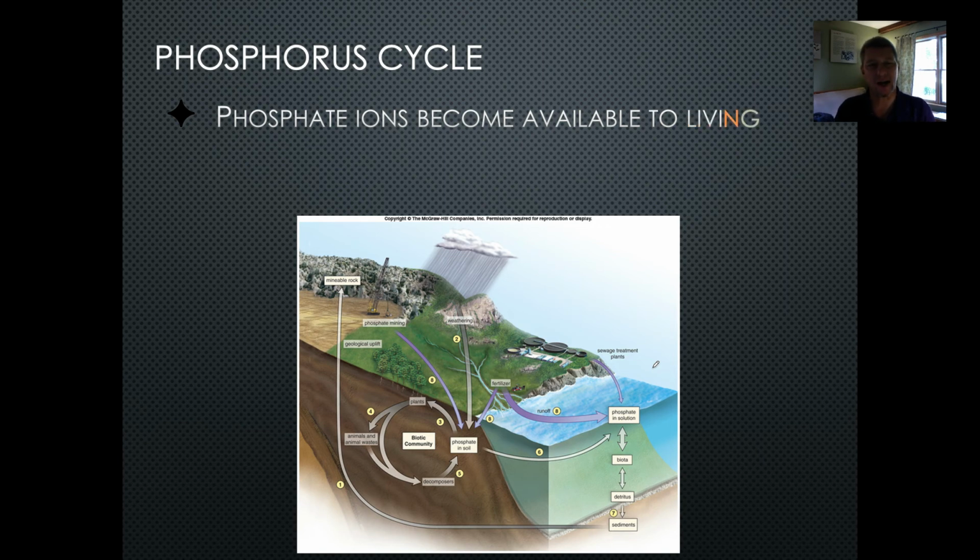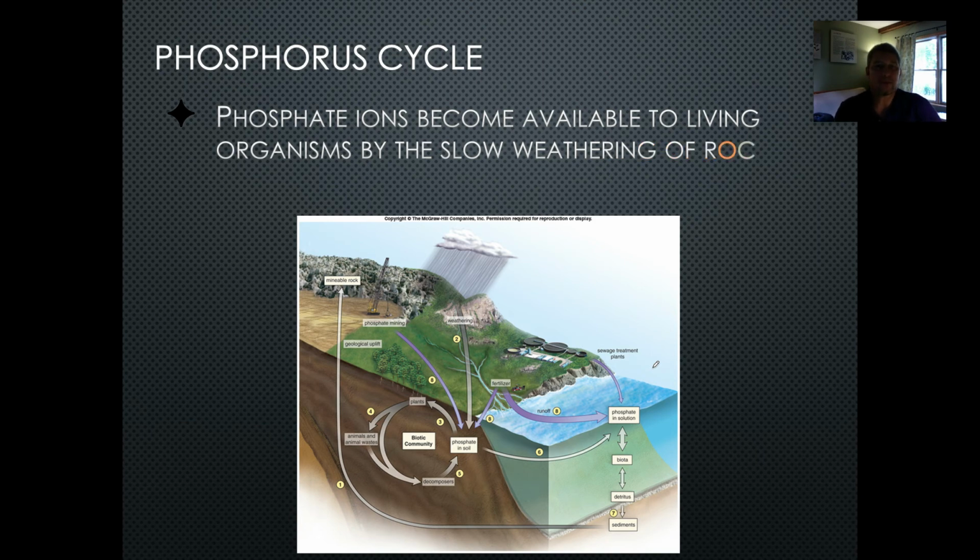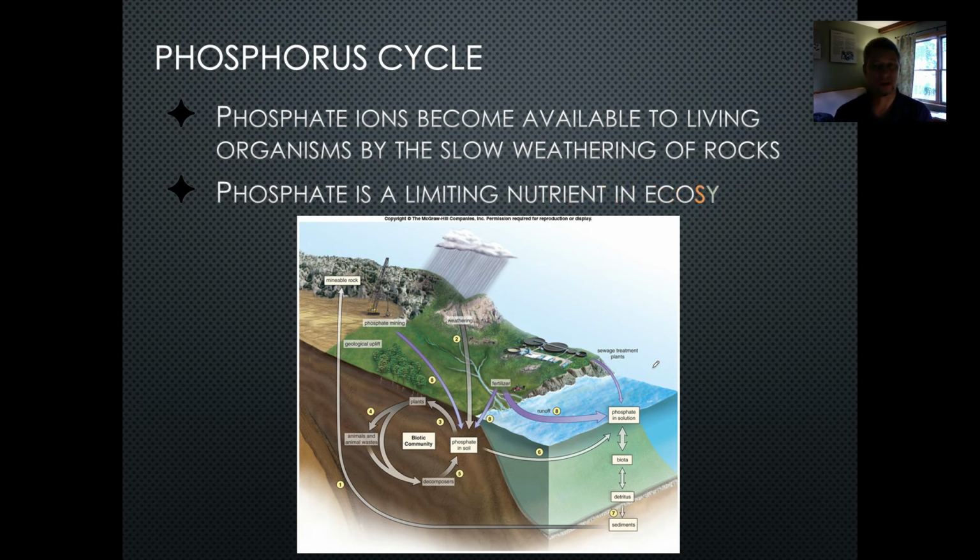But phosphate ions, which is a phosphate and four oxygen atoms, become available to living organisms by the slow weathering of rocks. And so, as rain falls on a mountain range, slowly but surely, small pieces and parts of the rock become released, and those phosphate ions then become available to living organisms. And of course, phosphate is a limiting nutrient in most ecosystems because it's required for the growth of organisms. You have to have phosphates in order to build DNA molecules and other things.